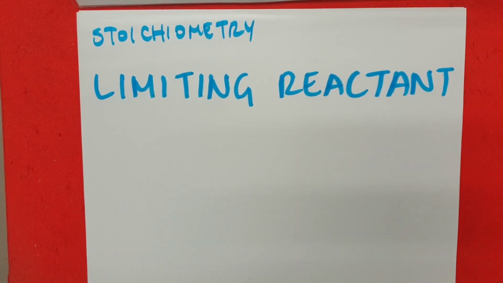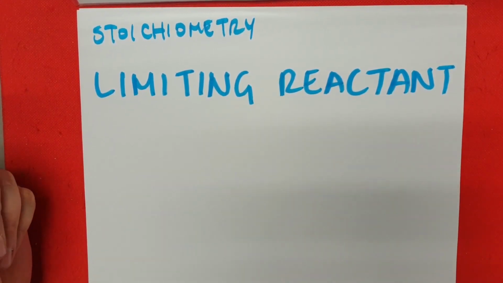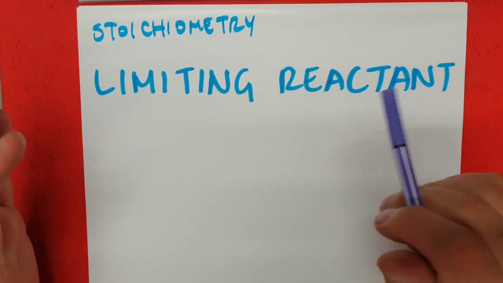In this video, we're going to explain the concept of limiting reactant. So we're doing stoichiometry. We're trying to determine how chemical compounds interact with each other. And let's start with something completely different.